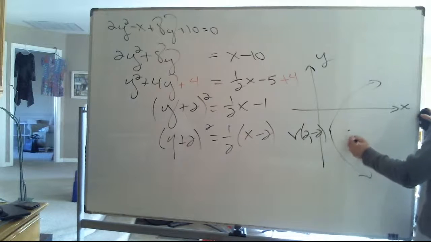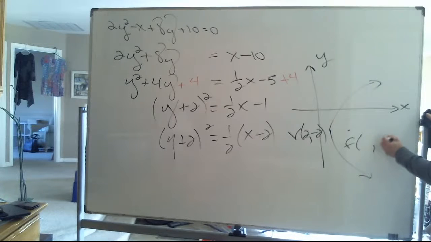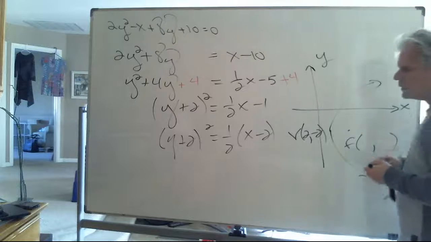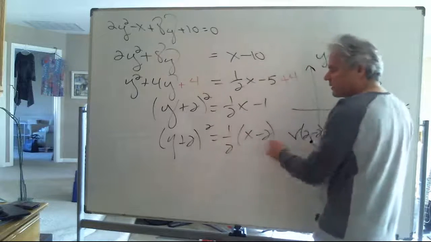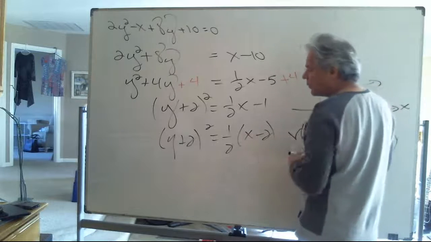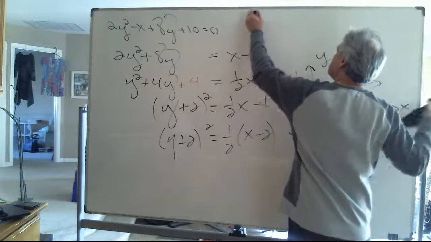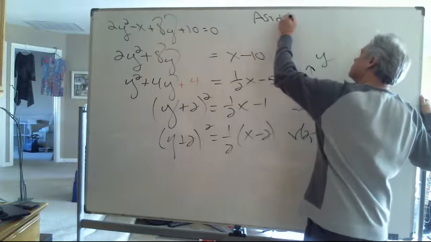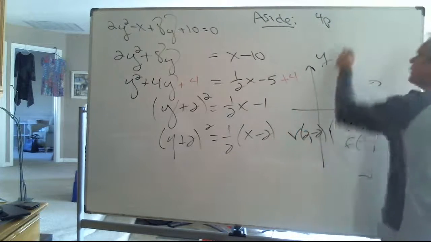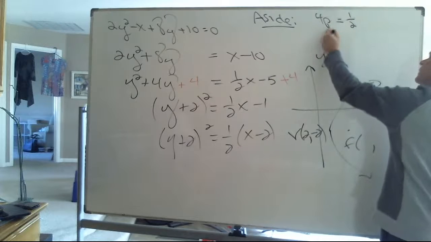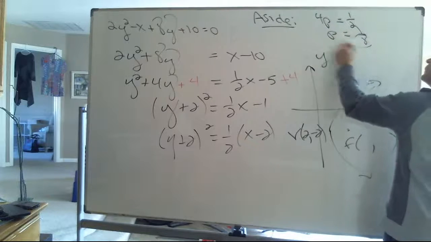Now the focal point is going to have coordinates p, 0, whereas p is found by identifying what this coefficient outside this binomial is. In my standard form, that coefficient is 4p. But the coefficient of my binomial involving x is 1/2. They have to be the same, so p is equal to 1/2.